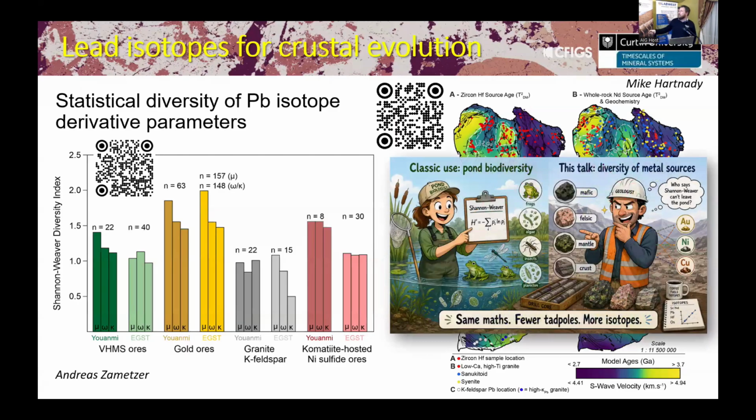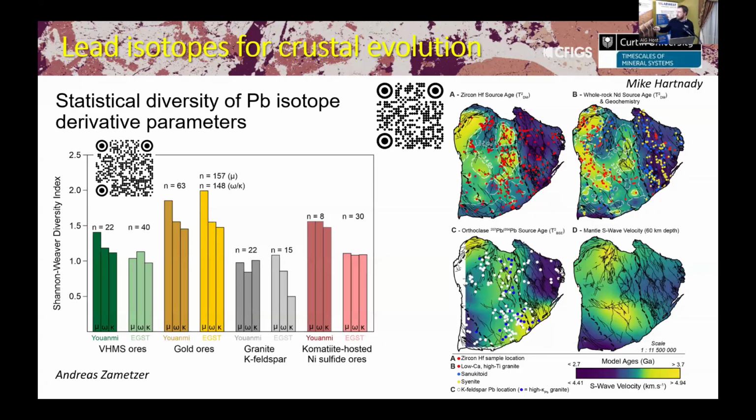So we can use what's known as the Shannon-Weaver diversity index, and that's what people use to look at ponds. There are loads of different tadpoles in the pond, very diverse pond, lots of different animals in that pond, great. We can use the same statistics to help us understand, are we looking at a variety of different sources in our metal fluids or a simple fluid in our metal sources?